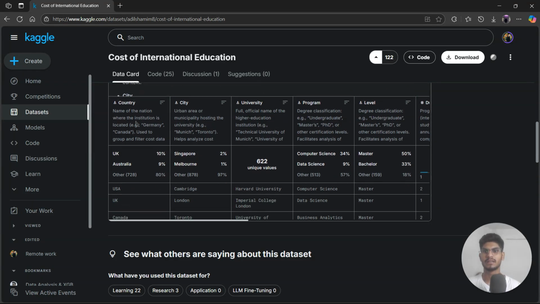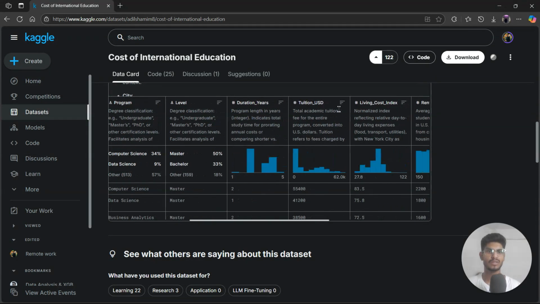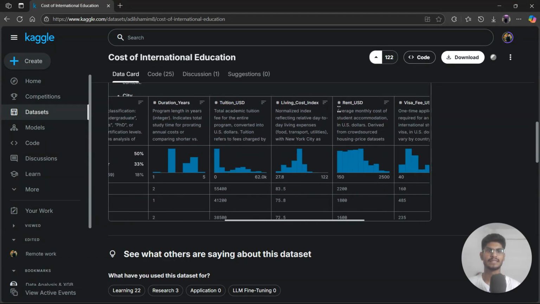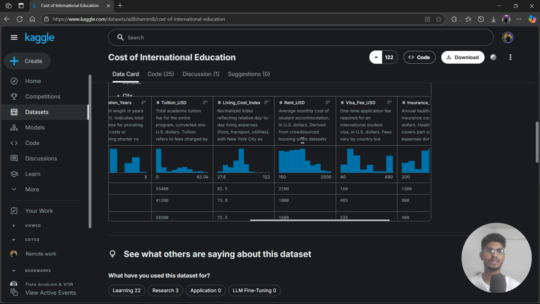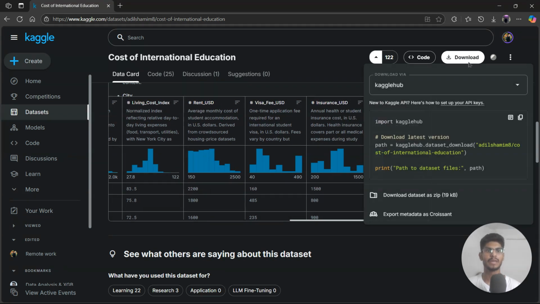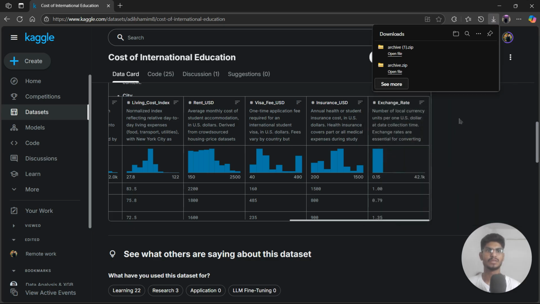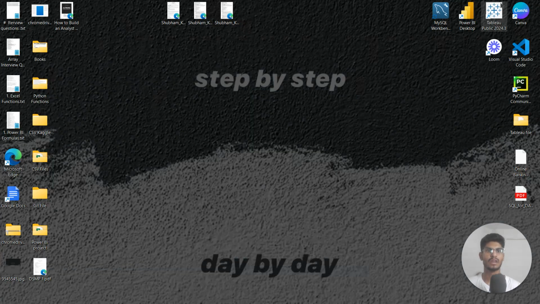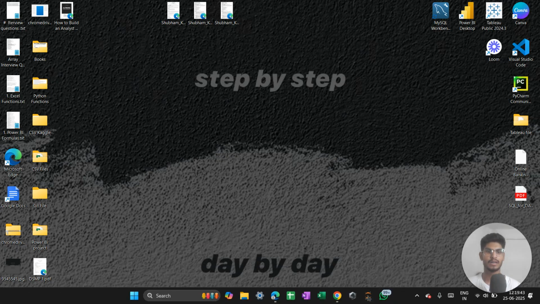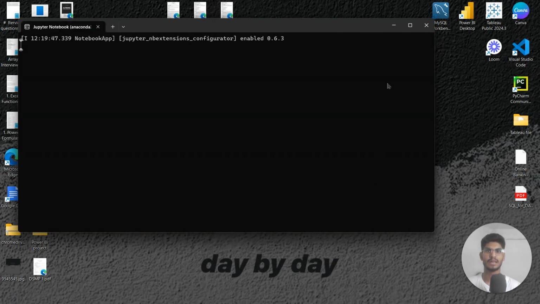We have city, country, university, program, level, duration years, tuition USD, living cost index, rent, visa fees, insurance, and exchange rate. We will download it from here, and you can also download it from the description because I have already given it. Now we will go to Jupyter. It is here. It will take some time.